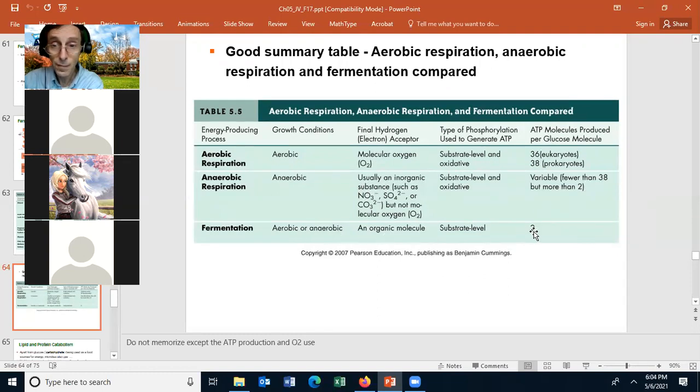In fermentation, we only get 2 molecules of ATP per molecule of glucose. And the final electron acceptor is actually an organic molecule that's used by the fermentation reaction. So pyruvate will take the electrons and then be fermented to some other molecule in fermentation. All right, any question about this slide?